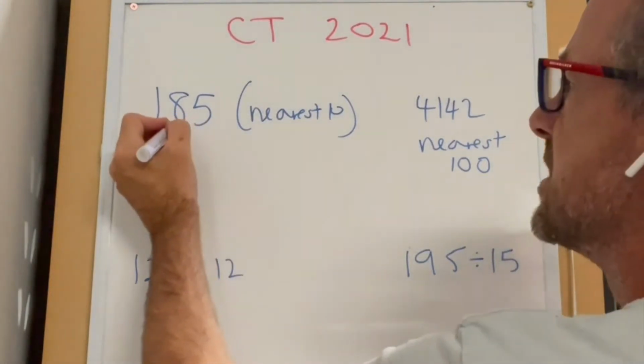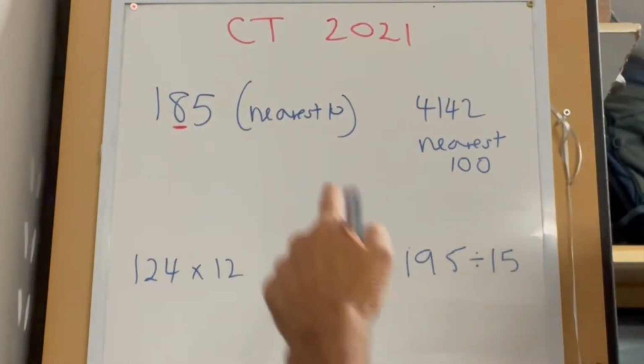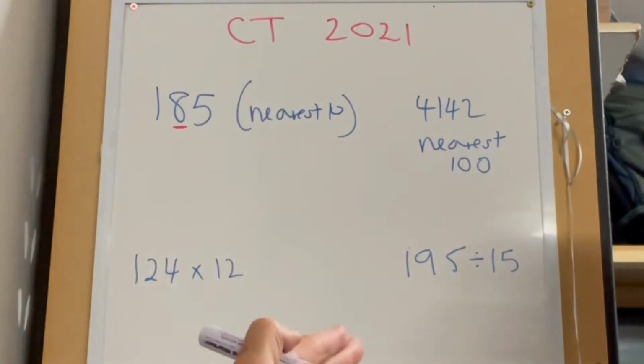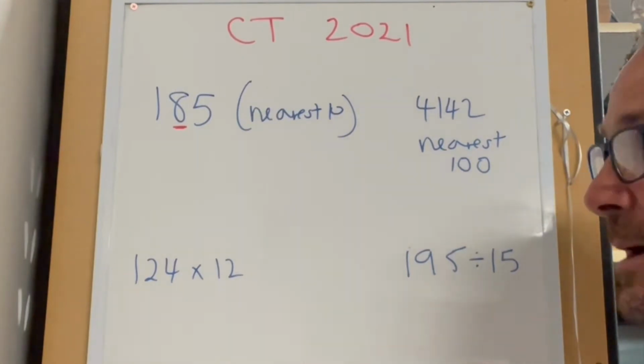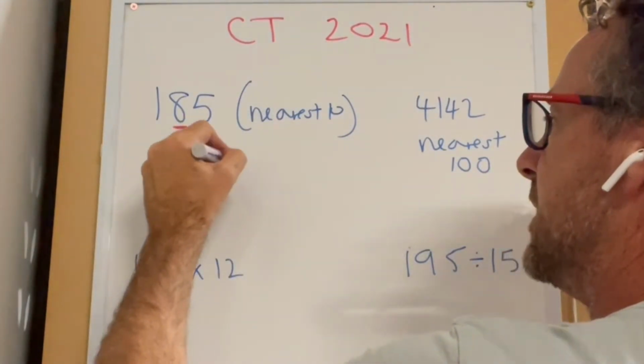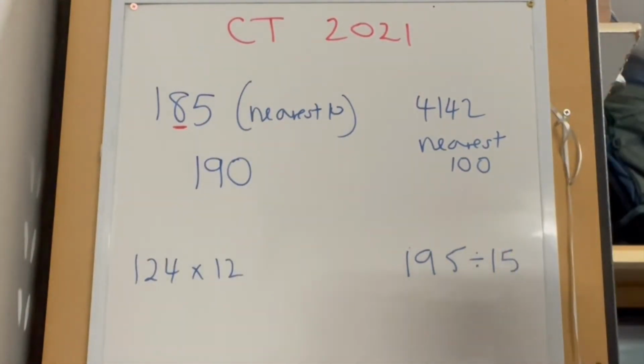Okay, so we're looking here, so this number's in the 10s, the 8. The next number is a 5, so any number that's a 5 or bigger, we have to round up. So therefore 185 will get rounded up to 190, okay?